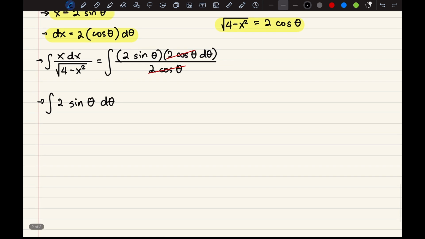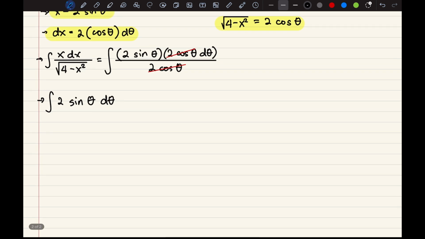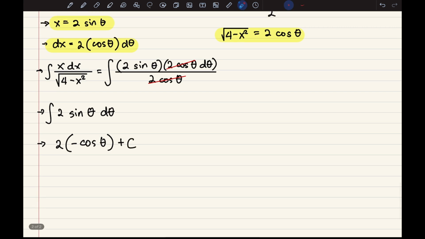Now we can integrate simply. So for the integral of 2 sine theta, the constant will go out of the integral, and the integral of sine theta is equal to negative cosine theta. And then at the end, we add the constant of integration plus c. So this is now our integral. We have 2 times negative cosine theta plus c. Now, since the original function that we integrated is in terms of x, and this integral right here is in terms of theta, we still need to transform this integral into its original variable x.